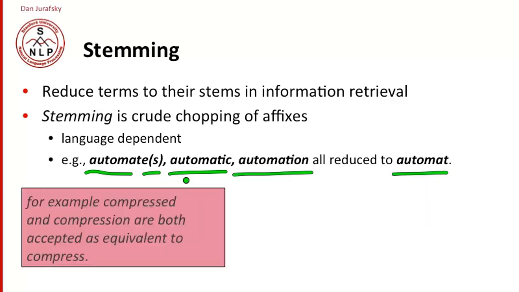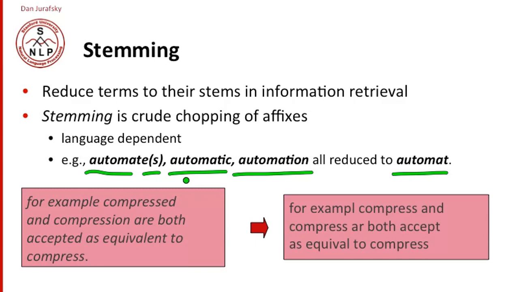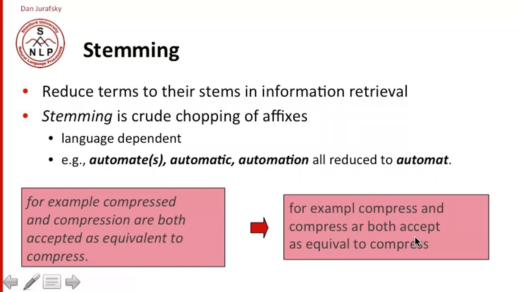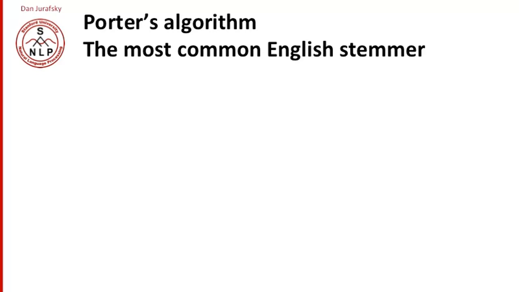So here's an example little text. For example, compressed and compression are both accepted as equivalent to compress. That's the text. And if we stemmed that text, here's the resulting output. So you can see that we've lost the E on example, and compressed and compression have both turned into compress, and here we used R. We could have used B as our representation of R, but this particular example we used R, and so on.